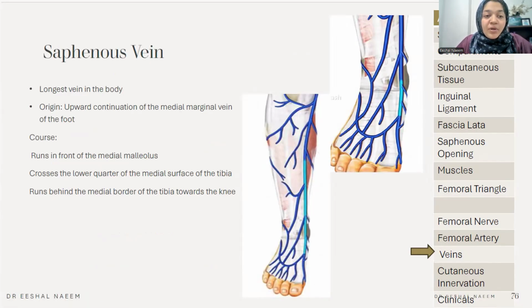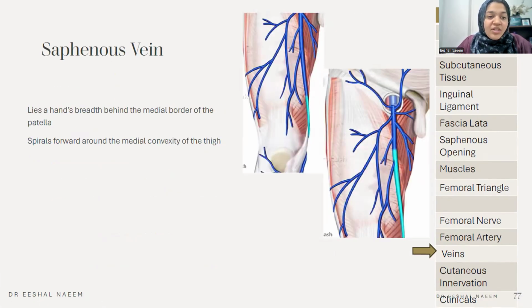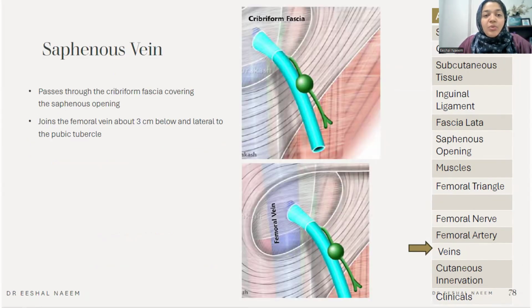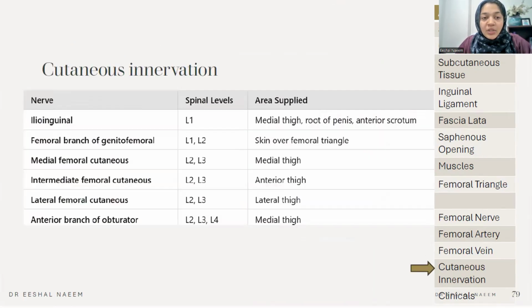Its origin is the upward continuation of the medial marginal vein of the foot. It runs in front of the medial malleolus, crosses the lower quarter of the medial surface of the tibia, and runs behind the medial border of the tibia towards the knee. The saphenous vein lies a hand's breadth behind the medial border of the patella. It spirals forwards around the medial convexity of the thigh and passes through the cribriform fascia covering the saphenous opening, and joins the femoral vein about 3 centimeters below and lateral to the pubic tubercle.